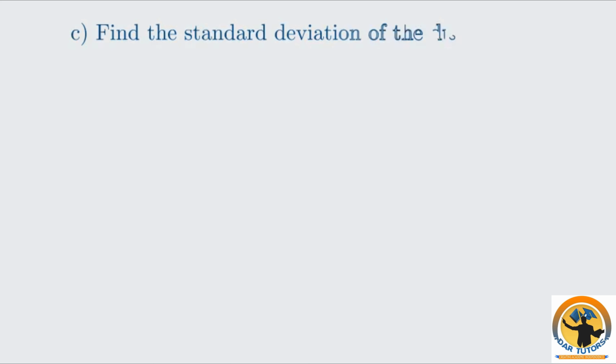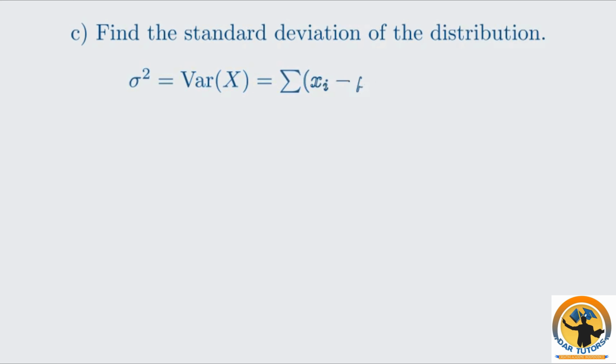Our final task for this problem is to find the standard deviation, sigma. The standard deviation is a measure of the spread or dispersion of the data. A smaller sigma means the outcomes are tightly clustered around the mean. To find the standard deviation, we first need to calculate the variance. The variance, denoted as sigma squared, is the expected value of the squared difference from the mean. The formula is the sum of (x minus mu) squared times P of X equals x.